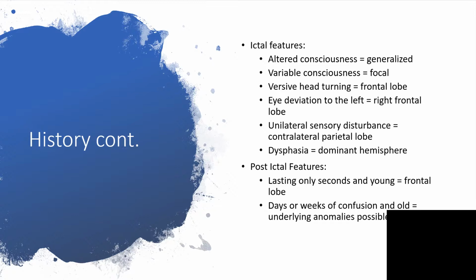If it is unilateral sensory disturbance, you might be dealing with contralateral parietal lobe. Okay, and if there's dysphasia, you might be dealing with the dominant hemisphere. The post-ictal features will also give a clue. If it is lasting only seconds and the individual is a young person, you might be dealing with frontal lobe. If it's taking days or weeks and there's confusion in an elderly person, you might be dealing with underlying anomalies and possibly tumor.